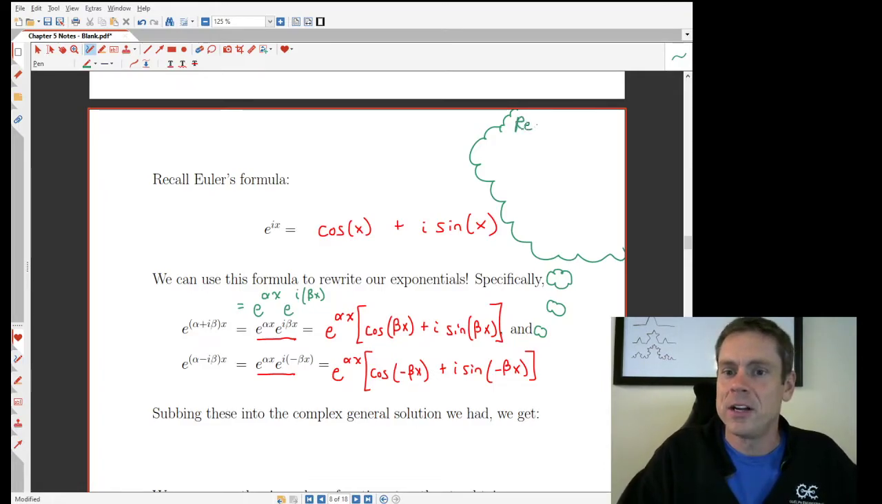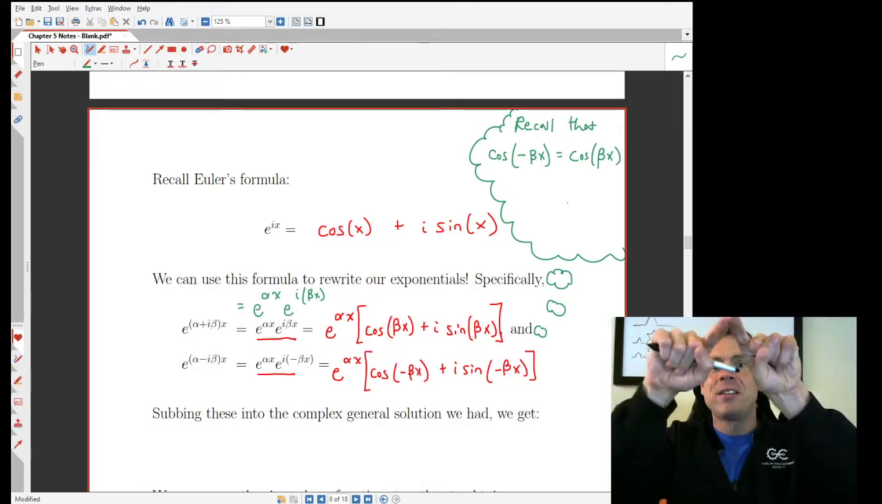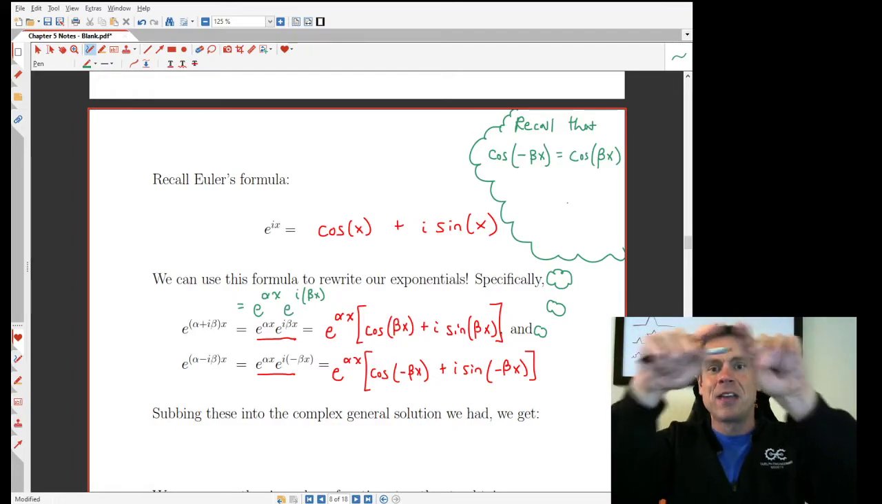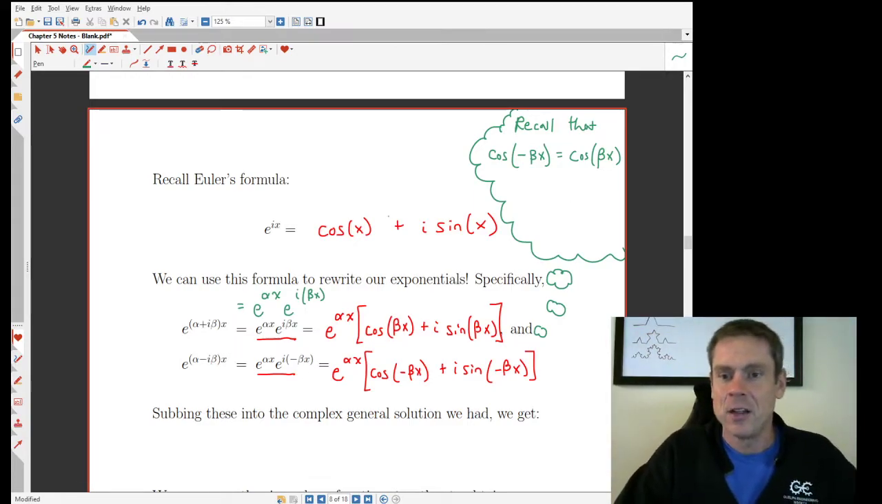I'm going to say recall that if I have cos of minus beta x, it's the very same thing as cos of beta x, and that's because cos is an even function. What happens on one side happens exactly the same on the other. So what happens for negative x happens exactly for x. Cos of negative beta x is going to equal cos of beta x. I'm going to write here, cos is even.